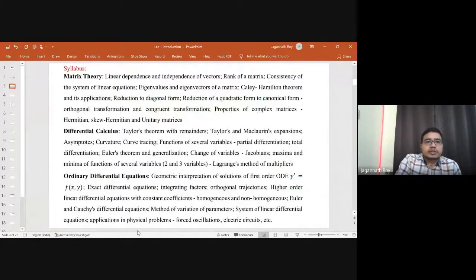Now, regarding the syllabus, this is tentatively proposed. We will have matrix theory. This is unit 1. Then we will have differential calculus. This is unit 2. And then we have ordinary differential equations. So this is unit 3. Okay.